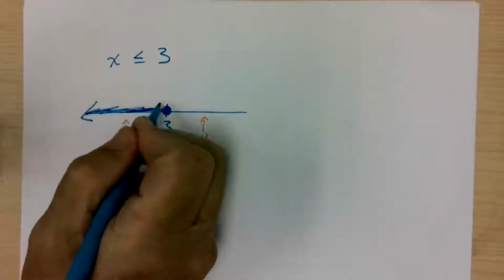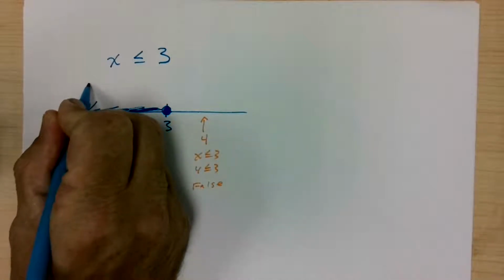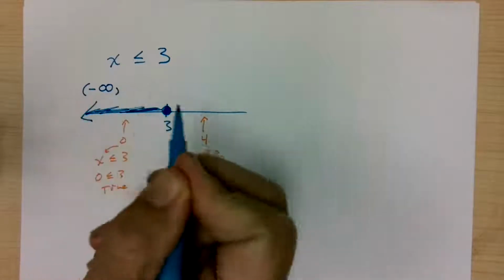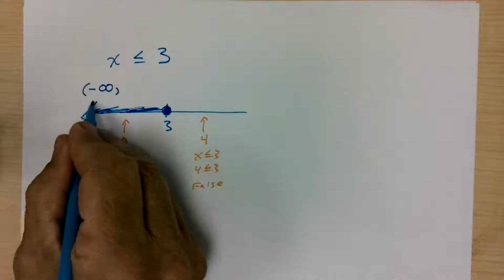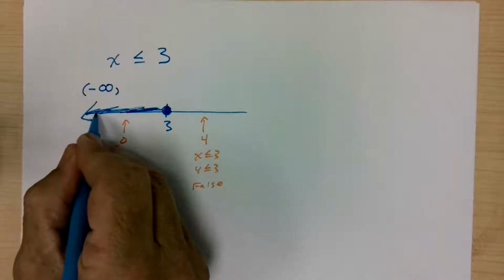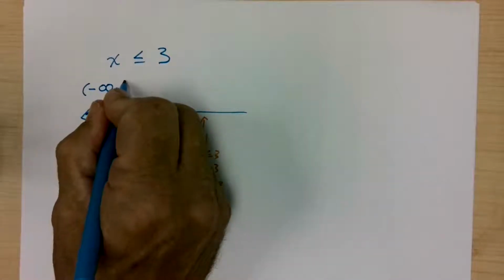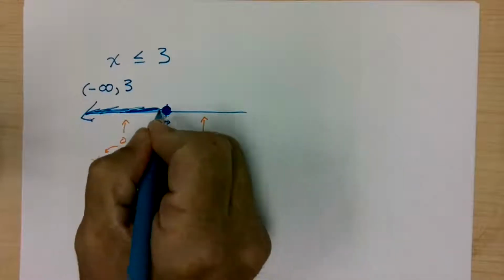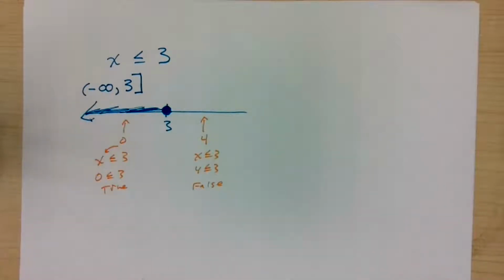How far does it go? It ends at 3, but it goes all the way to the left as far as it will go, all the way to negative infinity. So we're going to use this concept called interval notation. The left endpoint doesn't exist. It goes all the way to negative infinity. Since it doesn't get to negative infinity, we make that a round bracket. Its right endpoint is 3. 3 is included, so it's a solid dot. We will give that a square bracket. And that's what that looks like.